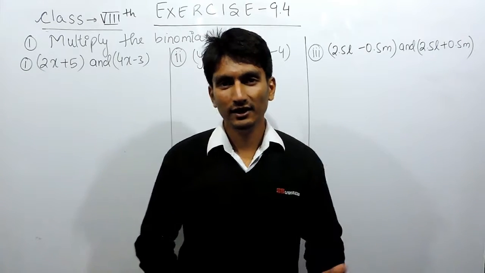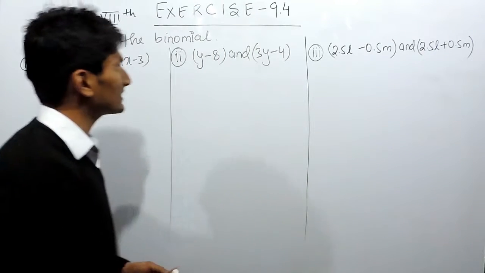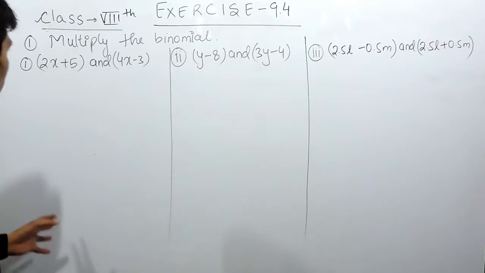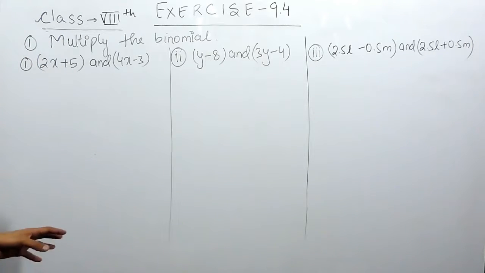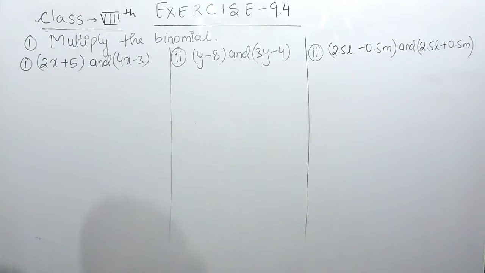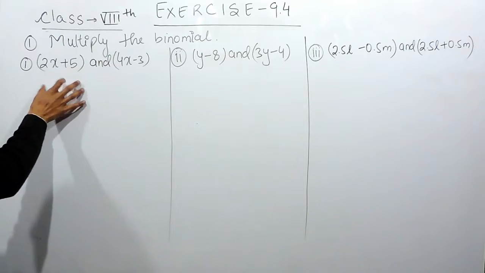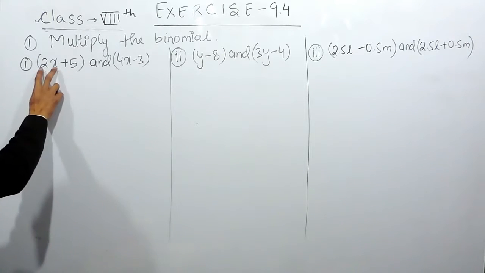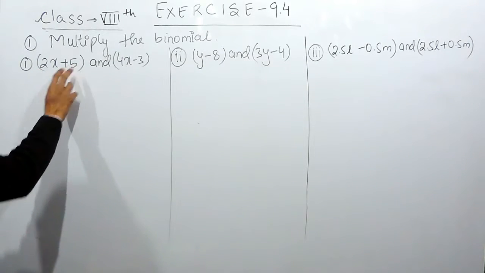Hello everyone, in this video we are starting exercise 9.4 and we are solving the first three parts of question number one. In this case you have to multiply these two binomials. Binomial means any expression having two terms. So this is the first plus this is the second.